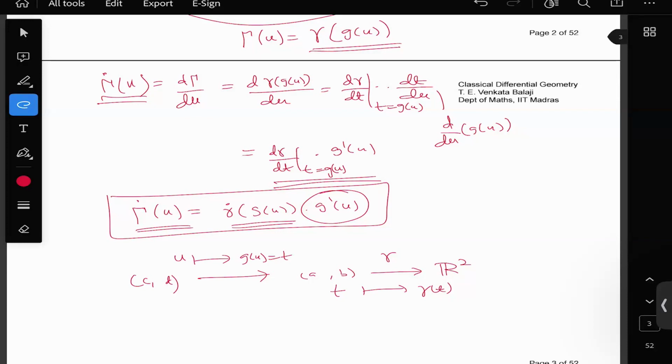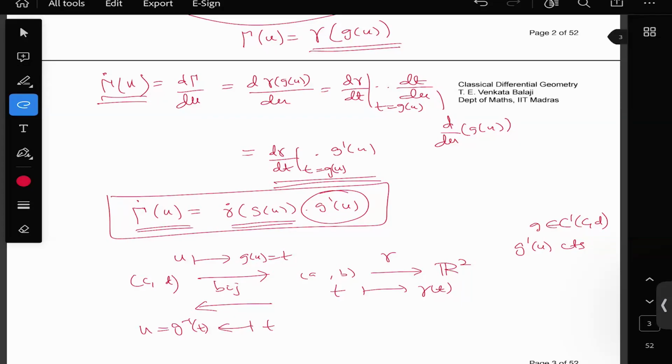Okay, and I told you that the important thing is that g dash u exists and is continuous. That is, g is C1 on (c, d). And I told you that this is supposed to be bijective. Therefore there is an inverse map, which takes t to g inverse of t, which is your u.